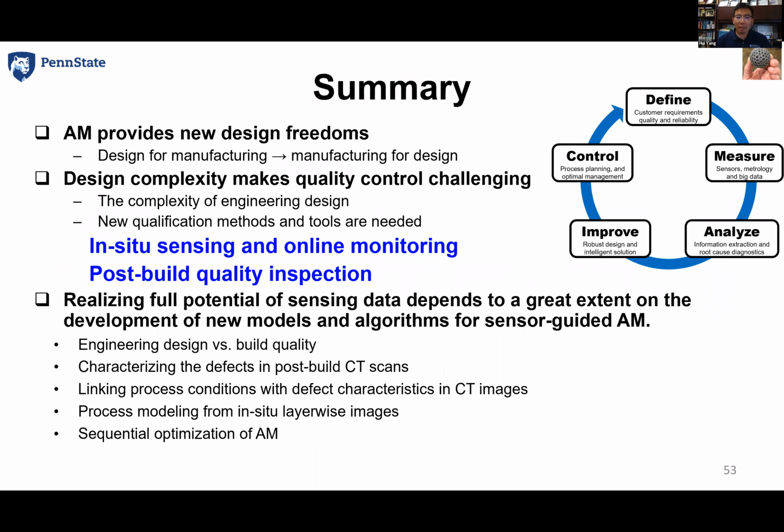Okay, now let me summarize this talk. AM, additive manufacturing, provides new design freedoms. So previously, what do we have? We have subtractive manufacturing. We need to design to make subtractive manufacturing or traditional manufacturing possible. Because if you design a very complex part, the manufacturing may not be possible, right? But now, additive manufacturing enables a new paradigm called manufacturing for design. That means for any complex geometry, any complex designs, additive manufacturing gives you the freedom to manufacture them. So this is a paradigm shift from design for manufacturing to manufacturing for design.